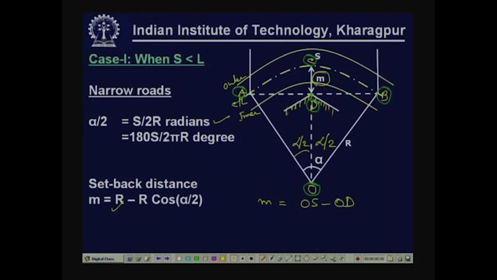Now, what is OD? OD is nothing but OA cos alpha by 2. I repeat, OD equals OA cos alpha by 2, which is R cos alpha by 2, and that gives you this distance. Therefore, the setback distance is R minus R cos alpha by 2. I have already indicated how alpha by 2 can be calculated.